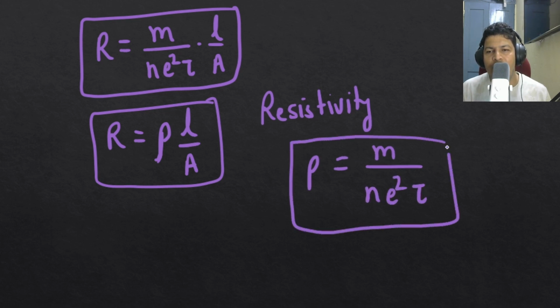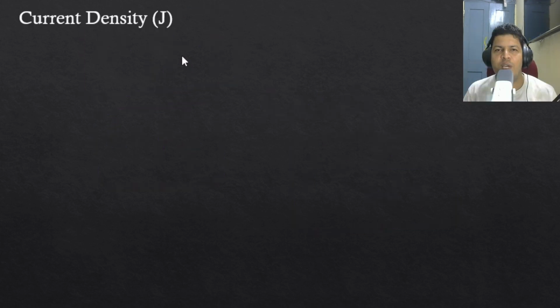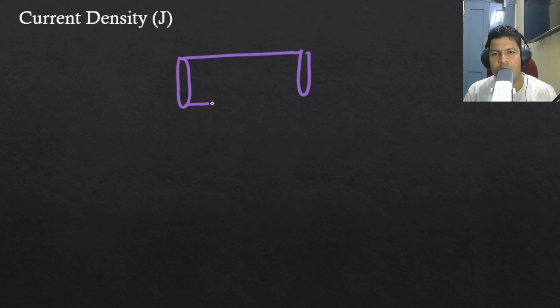Is that okay, everyone? Now these two equations will help us to discuss the variation of resistance with temperature as well. Let's see current density. What is current density? Actually, charges are flowing through a conductor. That means they're crossing the area. So let's take a conductor whose cross-sectional area is A.